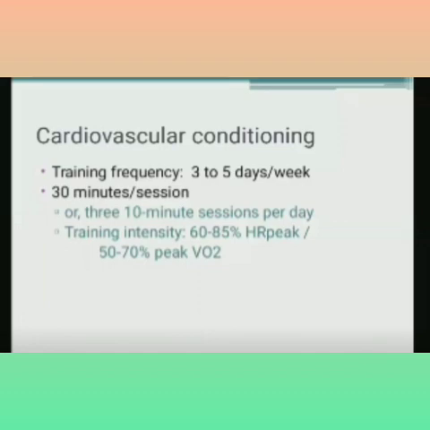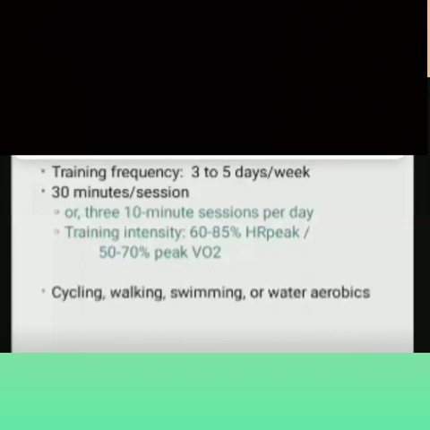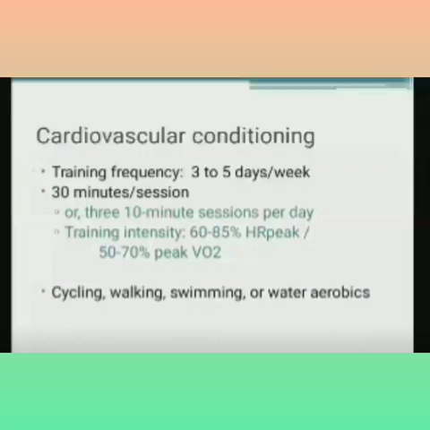Training intensity should not be more than 60 to 85% of heart rate peak or 50 to 70% of the VO2 max. Activities like cycling, walking, swimming, and in hydrotherapy, water aerobics, can all be done, but obviously it has to be properly prescribed according to the availability or the condition of the patient.